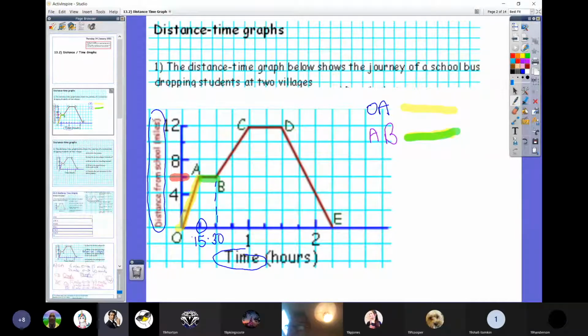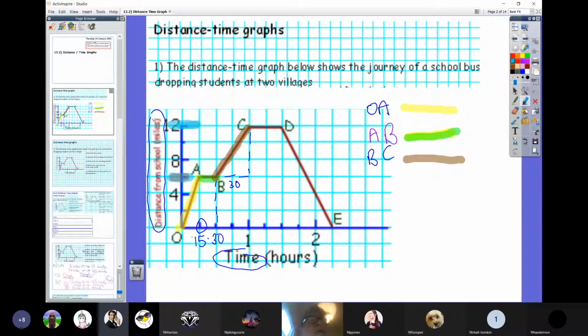Now, what about between B and C? The bit that I've just noted in brown. So again, you've got to get behind it. What's happened between B and C? Well, it's gone another 2 squares along, so that's taken 30 minutes, and we've gone from being 6 miles away from school to now being 12 miles away from school. Okay, so over that period of time from B to C, we've travelled another 6 miles and 30 minutes.